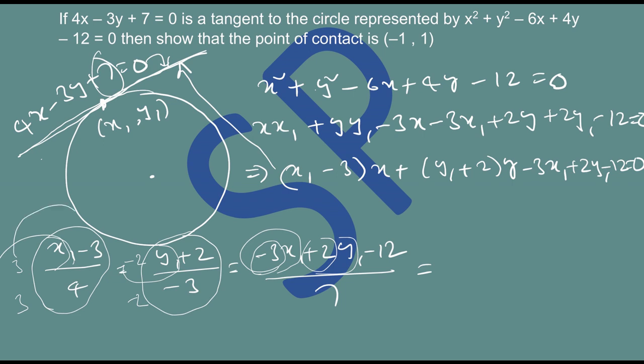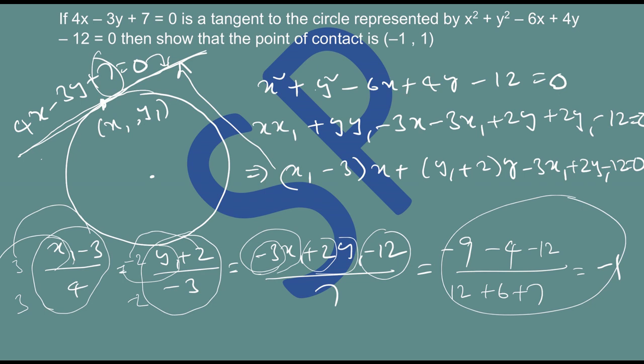So I am left with this minus 9 and this minus 4 and here a minus 12 by, in the denominator it is 12 plus 6 plus 7. So ultimately we are getting it as minus 25 by 25. That means I am getting it as minus 1. So this is one more ratio you can write, which is equal to these three ratios.